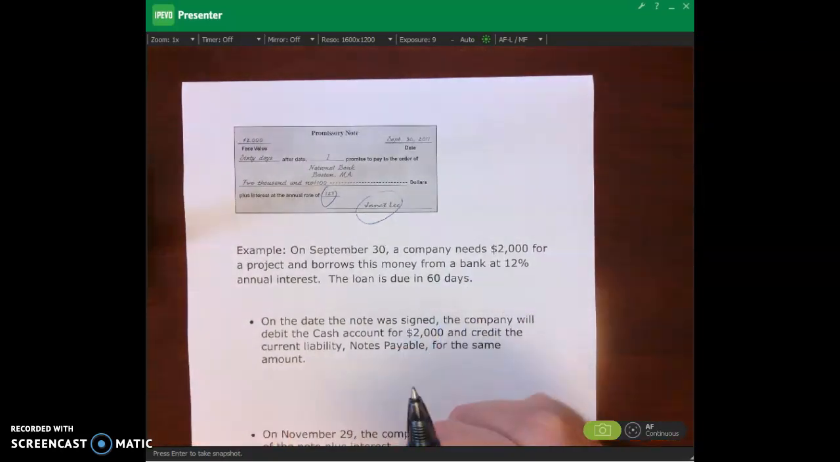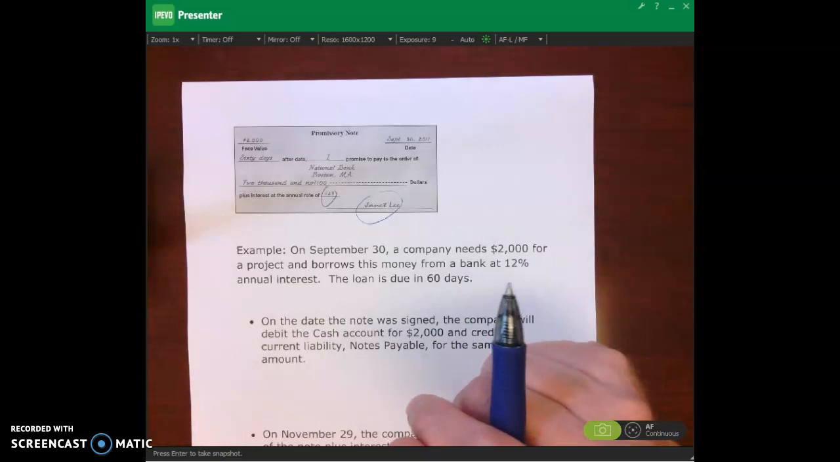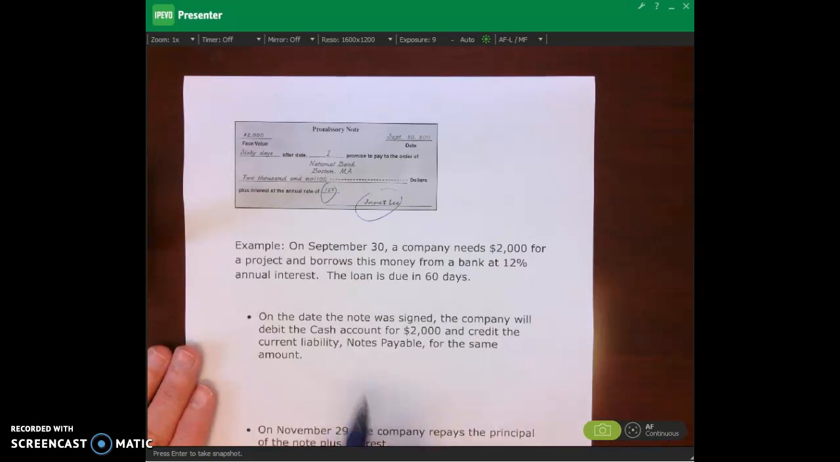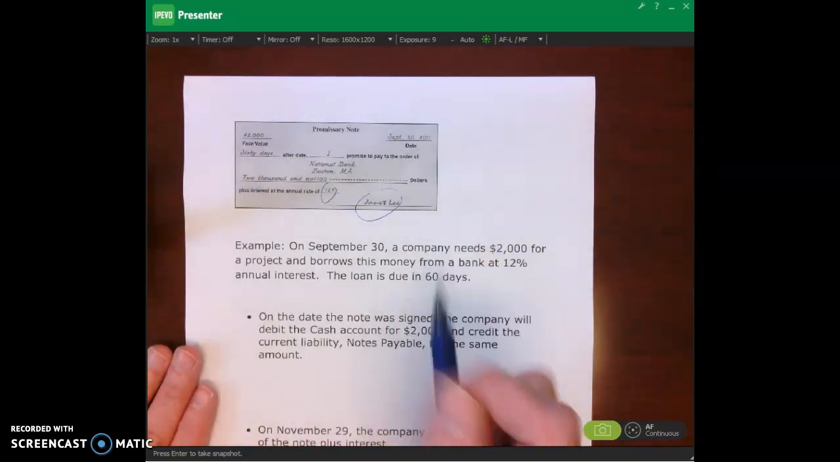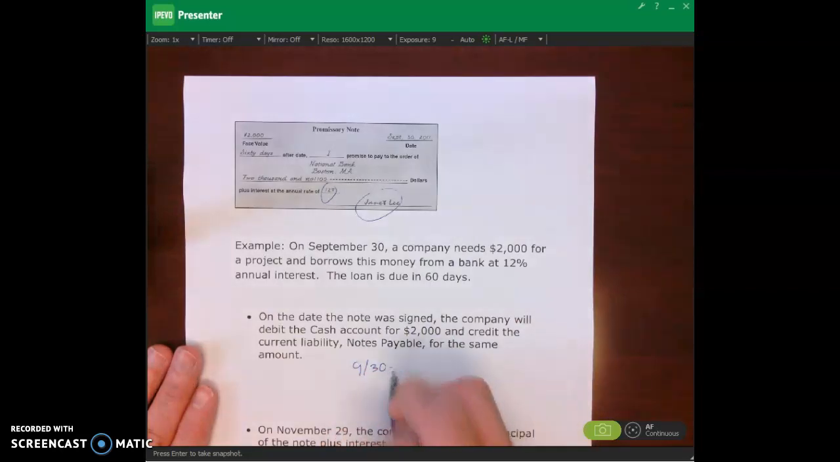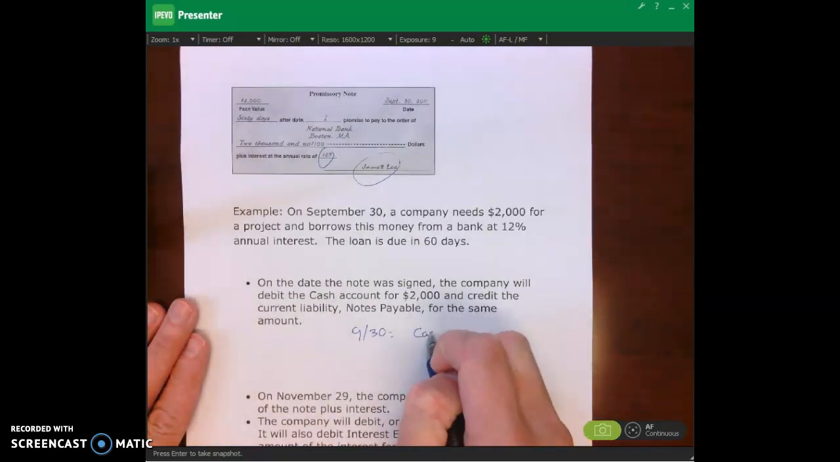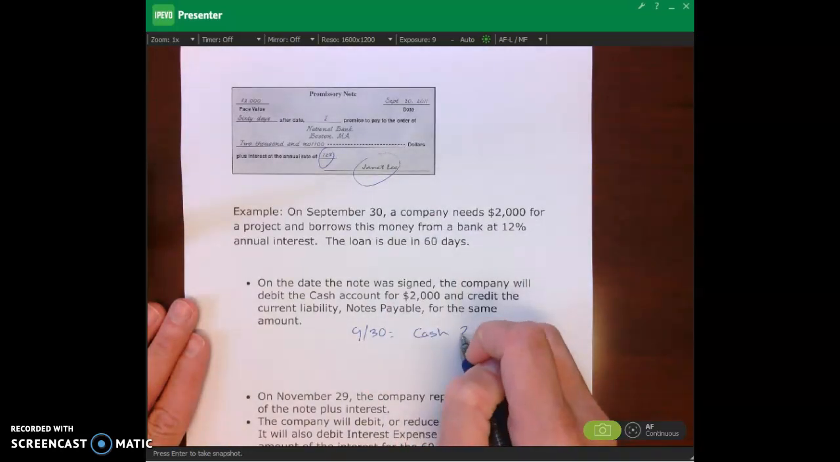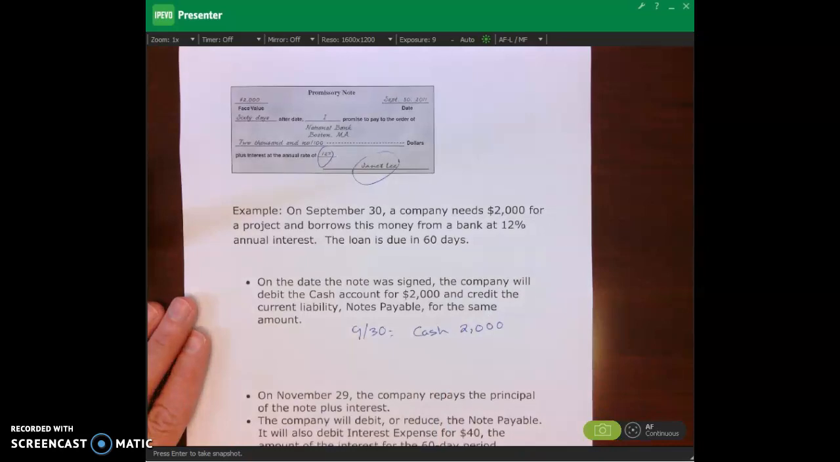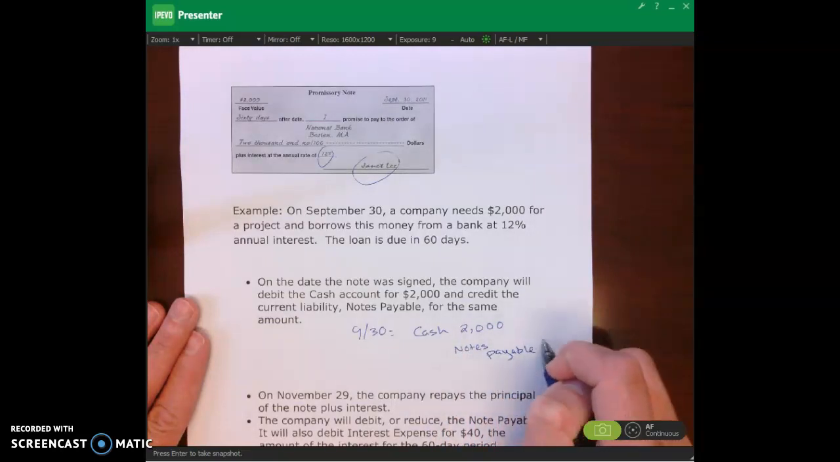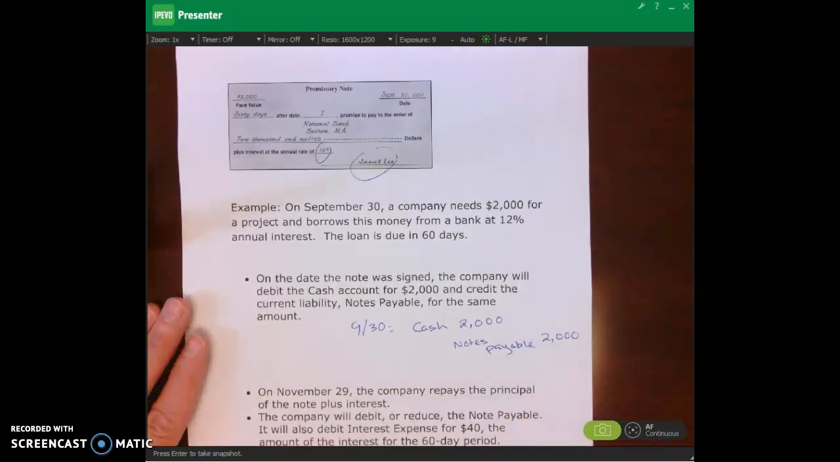Okay, so let's look at our journal entry for taking out a $2,000 loan. On the date the note is issued, September 30th, 9/30, think about this in terms of if you have student loans, what do you get? You get cash, and then you have a liability. So I'm going to debit cash because we're borrowing money from the bank, so we're getting cash. Cash is an asset, and the way to increase an asset is with a debit. So debit to cash, and then credit notes payable. Okay, that's my journal entry.